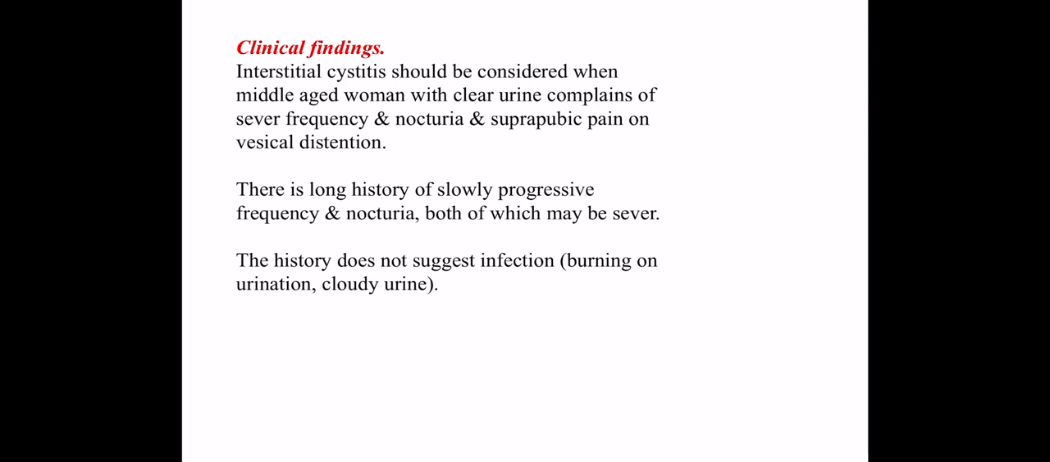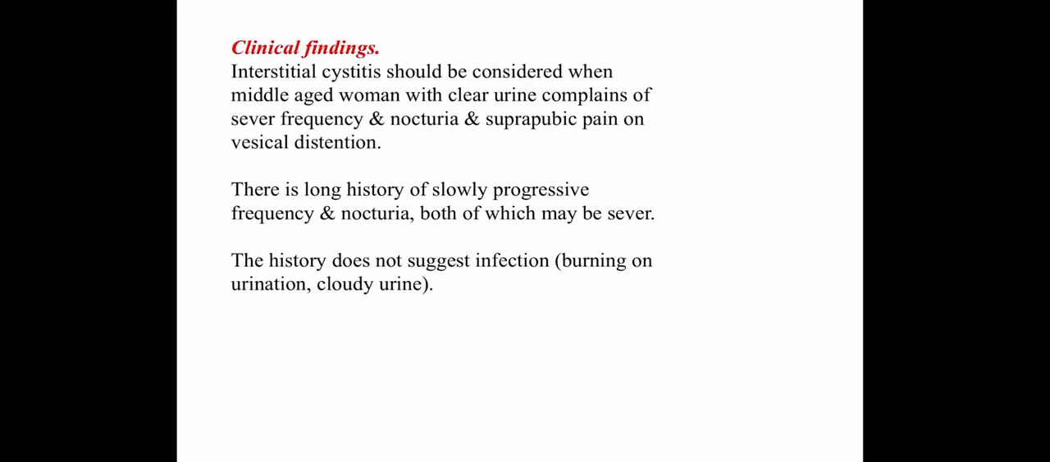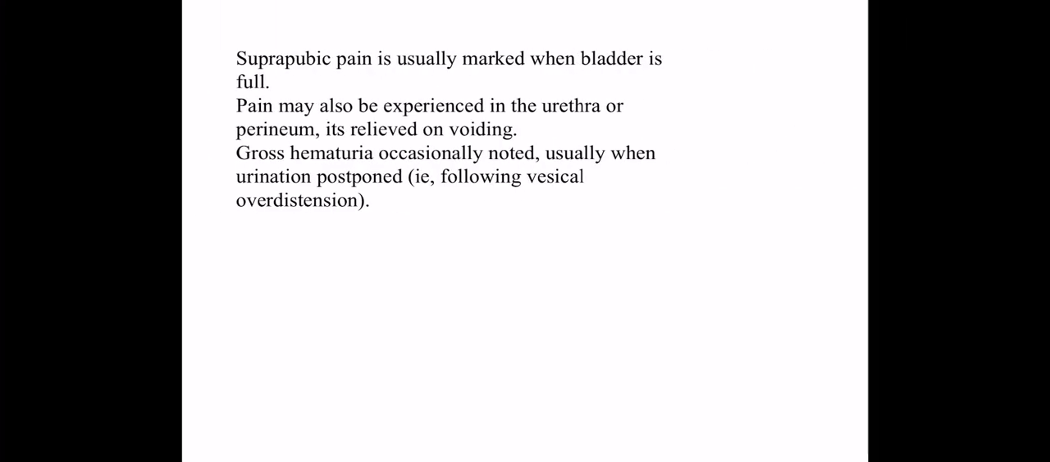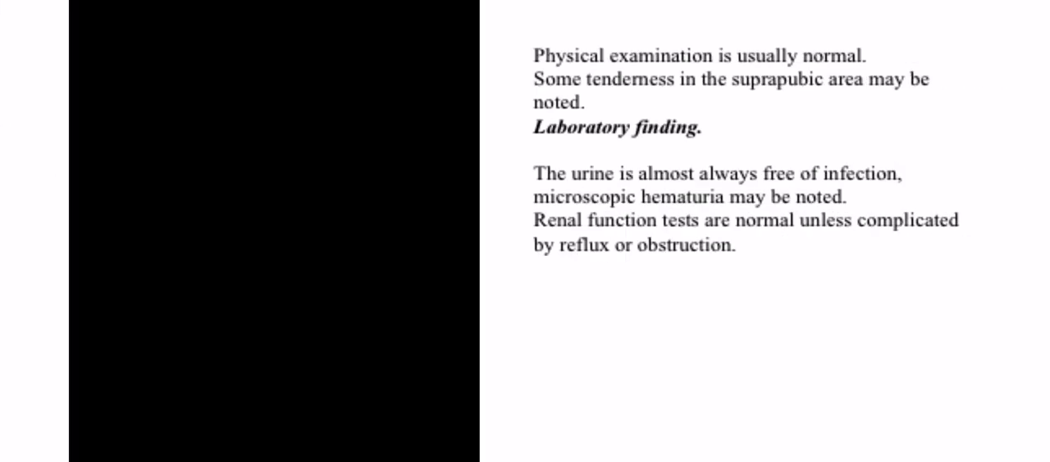Burning on urination or cloudy urine are features of urinary tract infection or cystitis. Suprapubic pain is usually marked when the bladder is full. Pain may also be experienced in the urethra or perineum. It is relieved on voiding. This is important. Gross hematuria is occasionally noted, usually when urination is postponed, i.e. following vesical overdistension. The patient is tense and anxious. Whether it's primary or secondary to the prolonged symptoms is not clear. A history of allergy may be obtained.